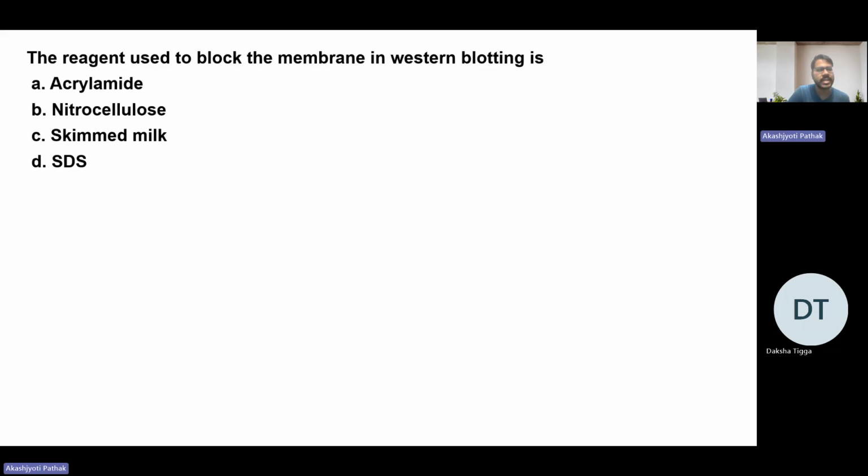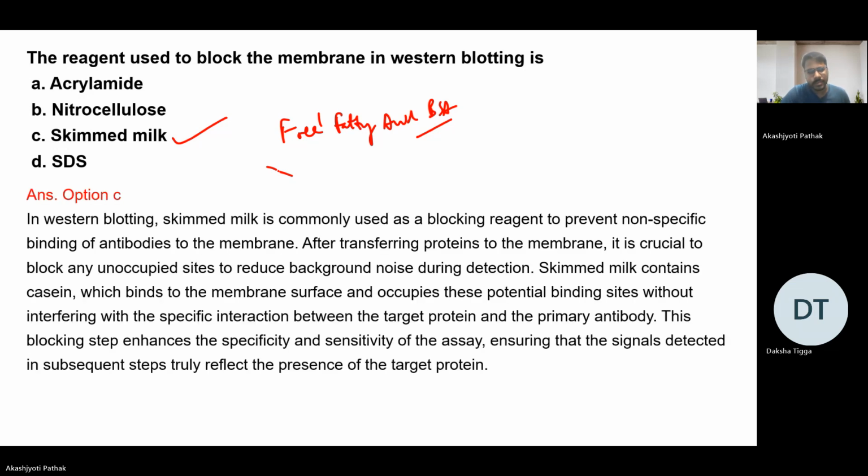Which reagent is used to block the membrane in Western blotting? It is either skimmed milk or fatty-acid-free BSA. Why is skimmed milk added? To prevent the non-specific binding of the antibody to the membrane. Skim milk is commonly used as a blocking reagent. It will prevent non-specific binding of antibody to the membrane after transferring the protein to the membrane.